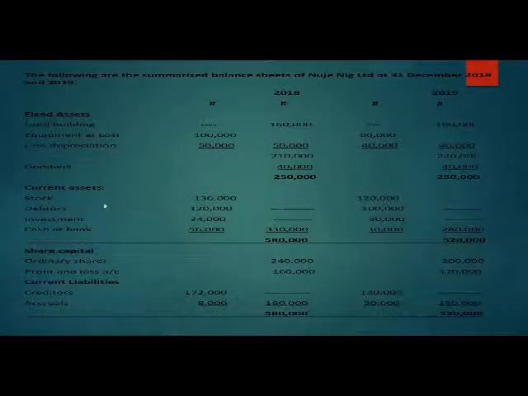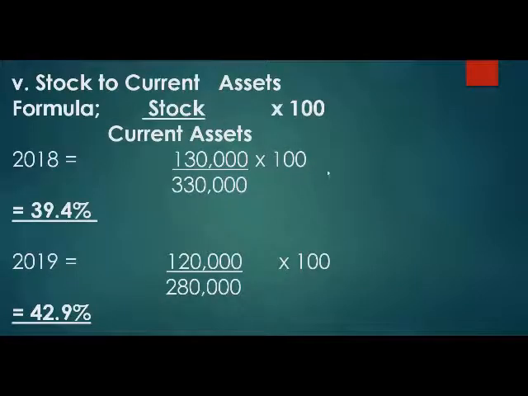In 2018, our stock is 130,000. You can see it here. Then the total of the current asset for 2018, we are going to total the stock, debtors, investment, cash at bank, which gives us the total of 330,000. So automatically in 2018, our stock is 130,000, then the total of current asset is 330,000. You can see the substitution here. 130,000 divided by 330,000 times 100, which gives us 39.4%.